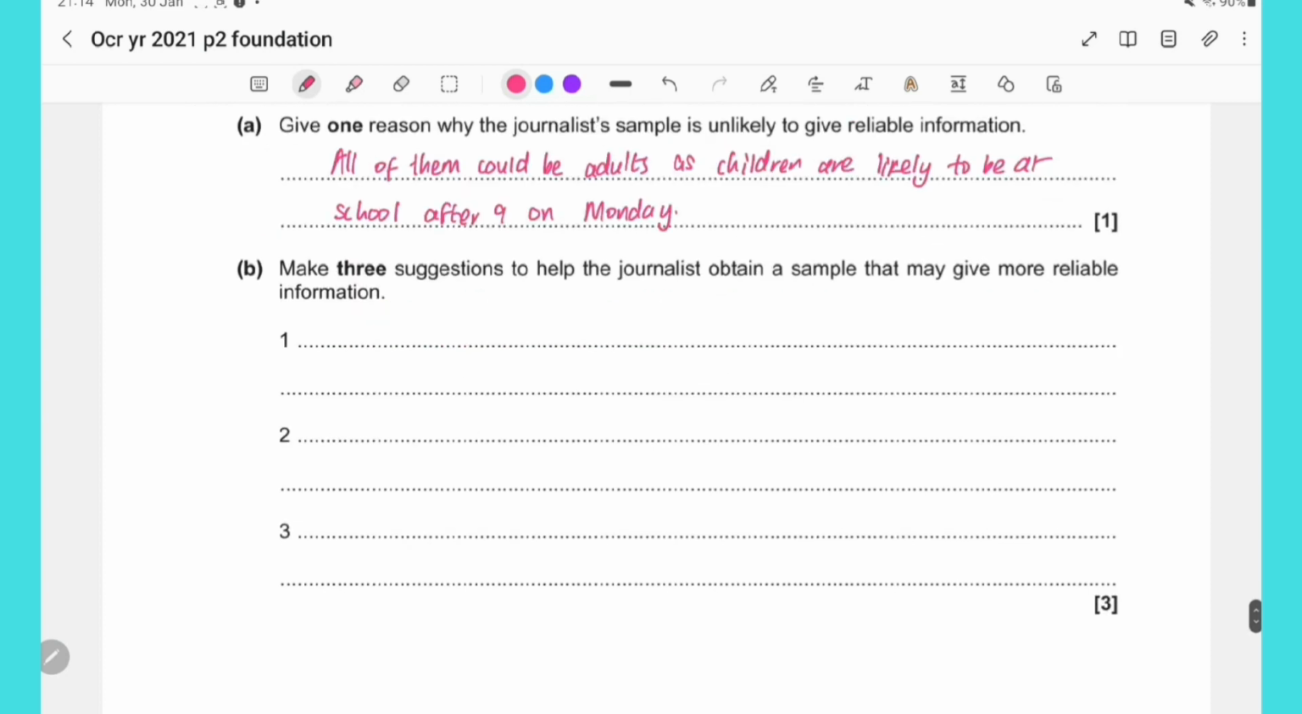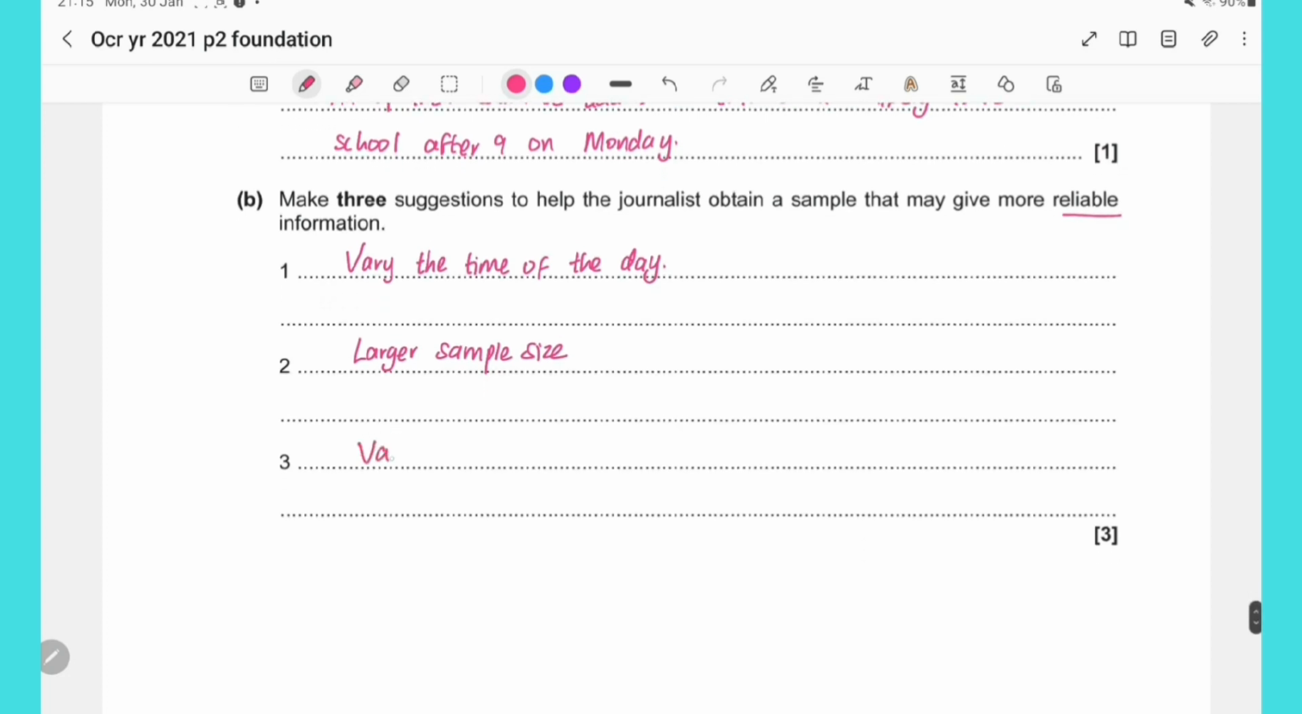Part B, make 3 suggestions to help the journalist obtain a sample that may give more reliable information. So one of them would be to vary the time of the day, so he can get more people or different age groups of people. And secondly, he can take a larger sample size. Thirdly, he can vary the location.